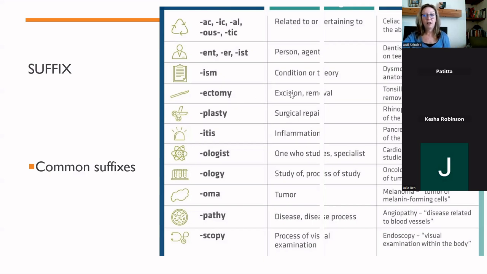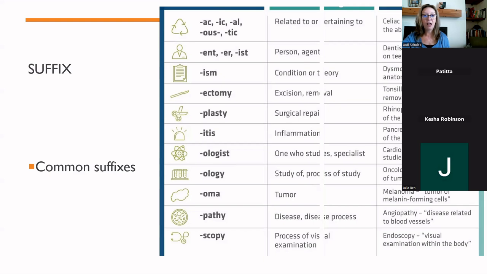Ectomy, the removal of. Tonsillectomy, the surgical removal of the tonsils, right? Ectomy. Plasty, we talked about the surgical repair. So a rhinoplasty, there's a surgical repair of the nose. Rhino and plasty. Itis, inflammation. Pancreatitis, inflammation of the pancreas. Ologist, one who studies, a specialist, so a cardiologist. Cardiologist is the one who studies the heart.